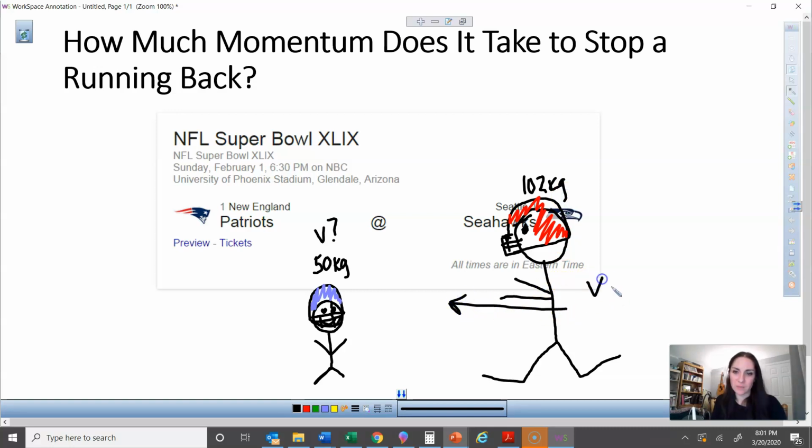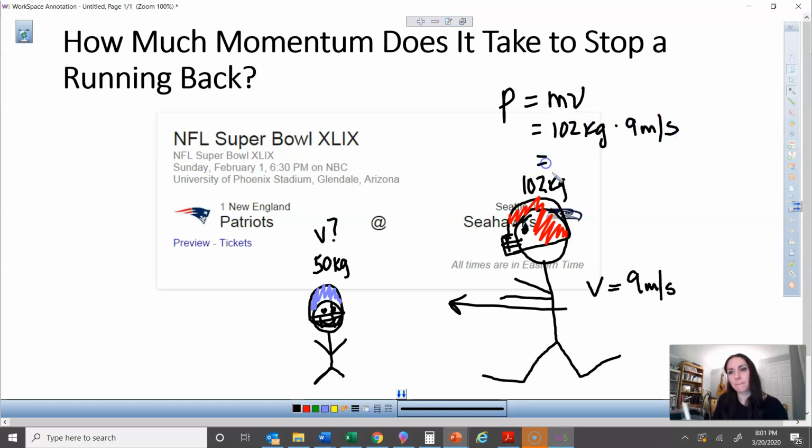Let's say he's moving at a speed of, well, the fastest human can go 25 miles per hour, so let's not make him super fast. Let's give him like 9 meters per second. That's like 18 miles per hour. It's a full run, so it's pretty fast. If I want to calculate Tom Brady's momentum, the good news is it's a pretty straightforward calculation. I take the mass and multiply it by its speed.